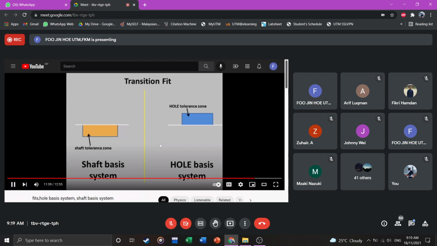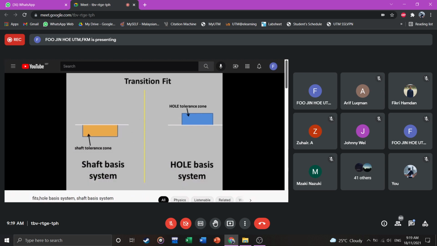In shaft basis system, in order to get the transition fit, hole tolerance zone is varying its position with respect to the zero line, and shaft tolerance zone position is fixed.